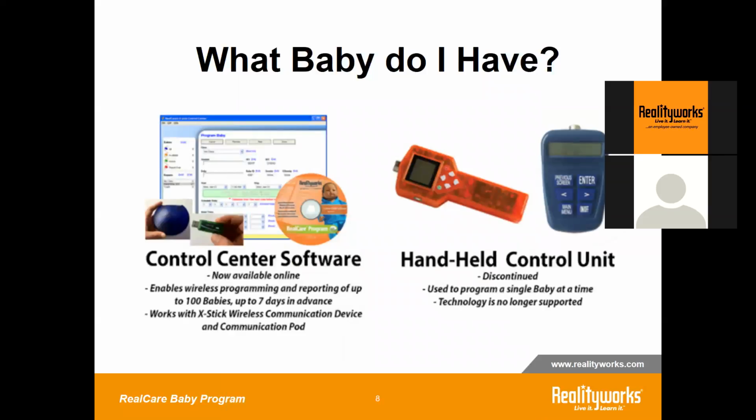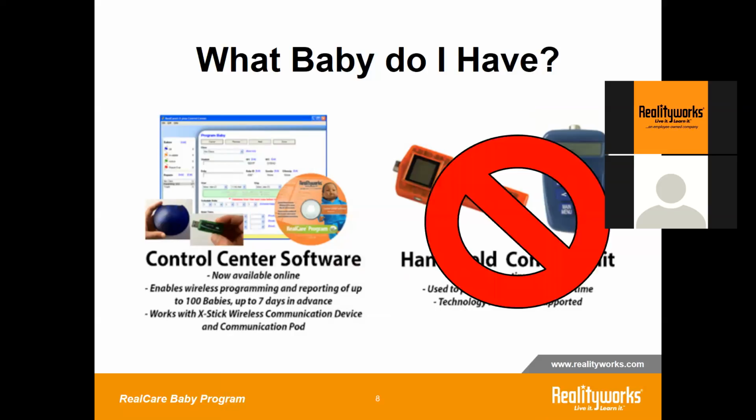And finally, another way to see if you're using the correct programming materials is to look at what parts and pieces actually came with it. If you have a handheld control unit, it would be in either blue or orange. It has buttons on it that you actually hold up to each of the babies. You program one baby at a time. These are discontinued, so that technology is old in those babies.